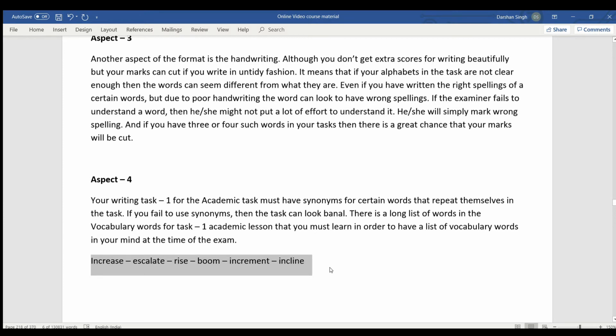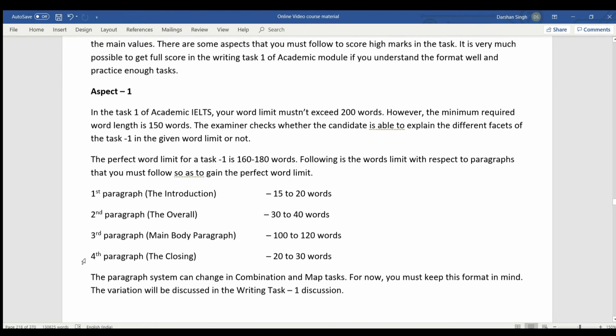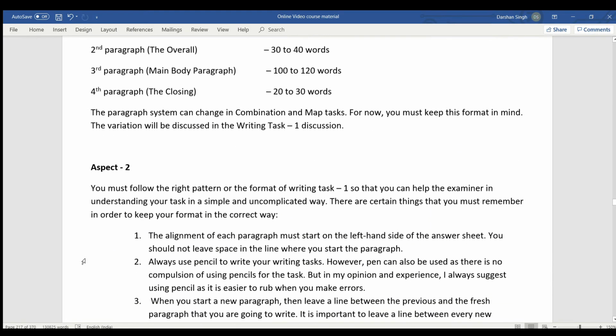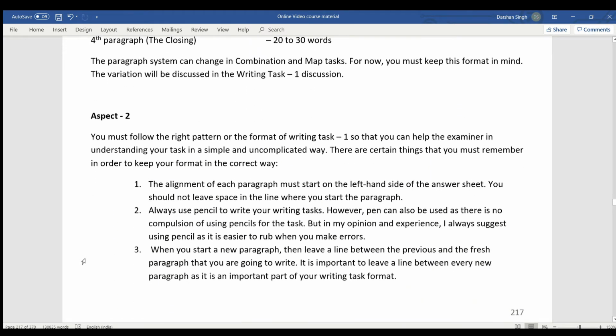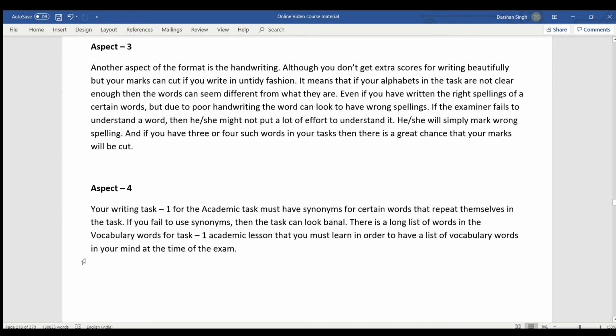So don't worry, I'll make a separate video, and it will be a very long video, and I'll explain to you each and every synonym that can be used in writing task 1. So these are 4 aspects that you must always keep in mind. You can take a screenshot by pausing the video and keep these points in your mind while writing task 1.